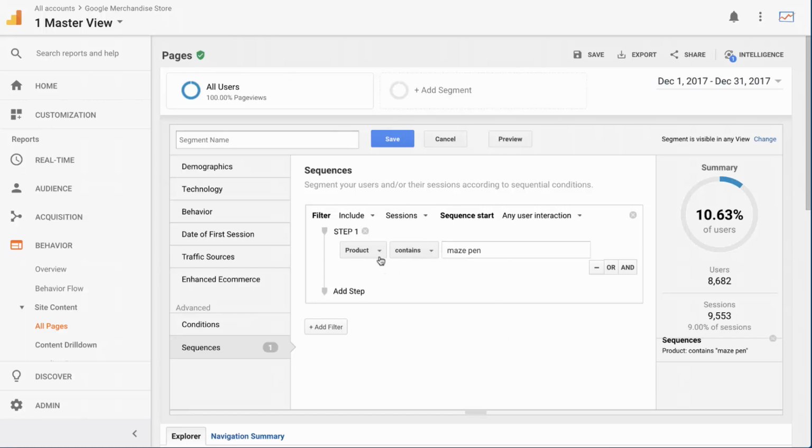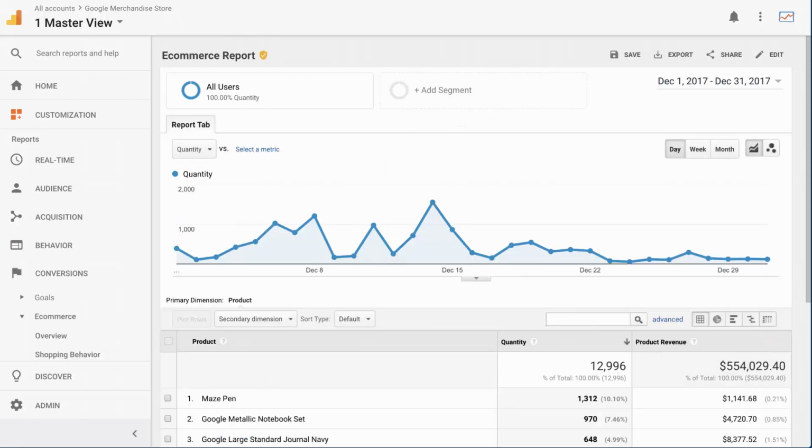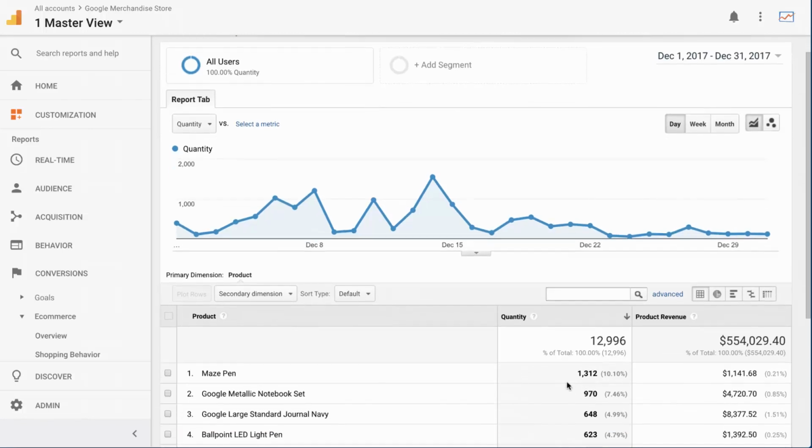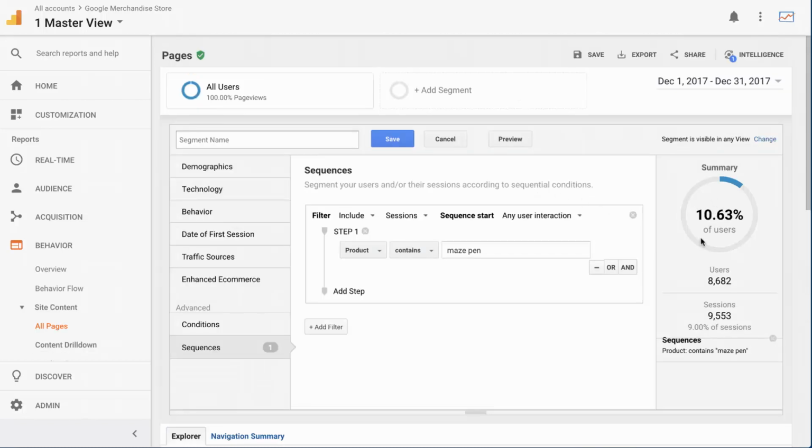So we say product contains Maze Pen. If we go back to our custom report, we can see that Maze Pen is the highest quantity selling product. They've sold 1,300 of them for $1,100 in revenue. So not a very expensive product, but they've sold the most of those. Can we create a segment of people who have bought a Maze Pen? I can create a segment, but it's overinflated. It's saying that 8,682 people bought a Maze Pen. That doesn't really make sense, does it? Because we only have 1,100 purchases. So this is a false positive.